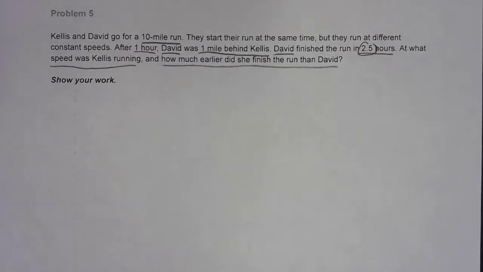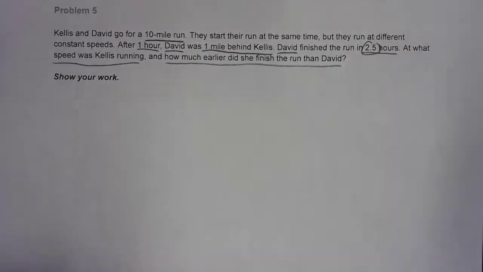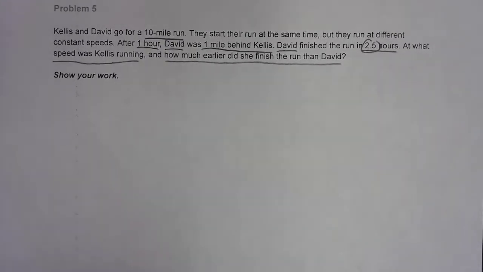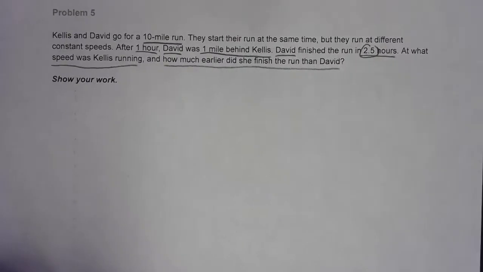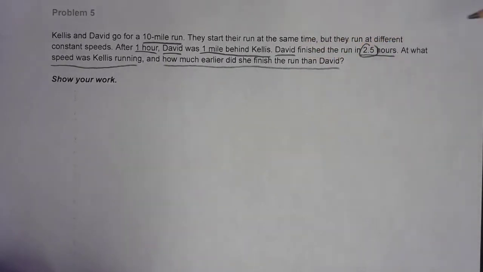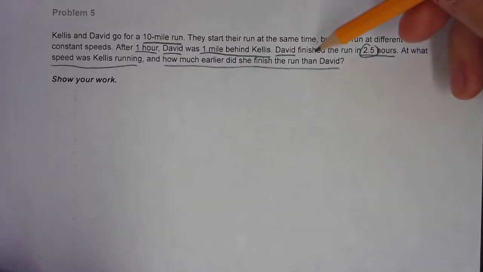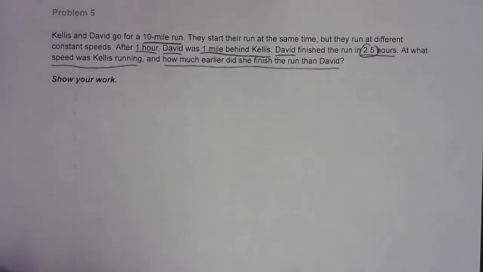All right, there are a couple different ways to go through this problem. So, the first way, we understand that we are looking for not only how fast Khalees was running, but also how much quicker she was than David. Now, you might be able to identify that we do not have enough information to know how fast Khalees was running without understanding how fast David was running. So we know that David finished the full 10 miles in about 2.5 hours.